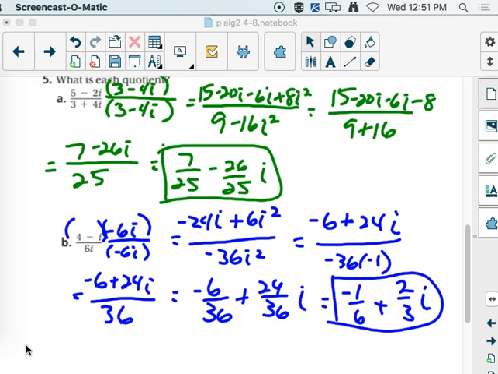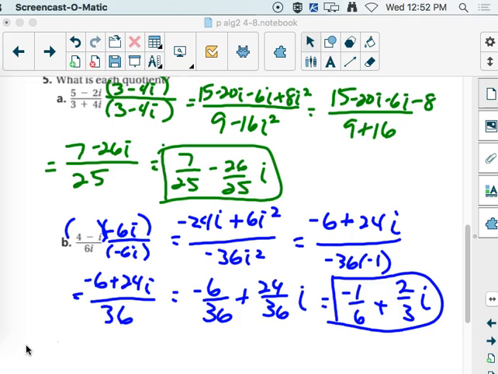We've got 15 minus 20i minus 6i, but here's where I would say probably five people out of the two classes wrote down that this would be a negative 8i squared, but it's negative times negative, so it's a positive 8i squared. And that means that i squared will make that minus 8. And 15 minus 8 is 7. Negative 20i minus 6i is negative 26i. Put it in standard form and see if you can reduce it.